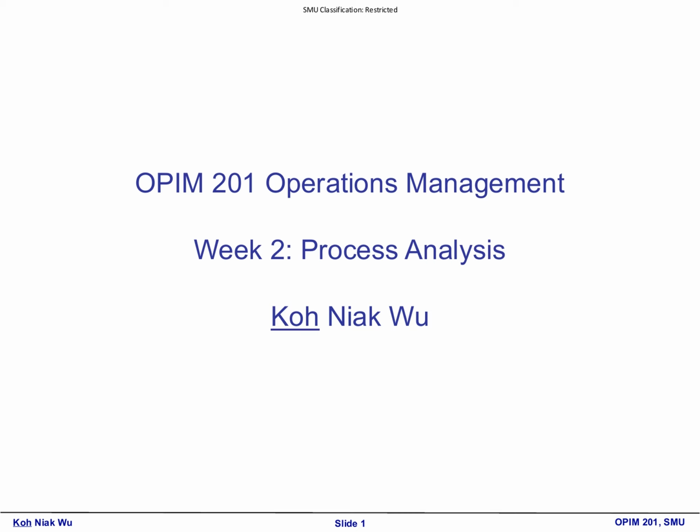Welcome to week 2 of OPIM 201. This week, we will focus on process analysis. Understanding processes is crucial in operations management. It helps us identify inefficiencies and improve productivity. Process analysis involves examining the steps in a process. We look at inputs, outputs, and the flow of activities. The goal is to understand how a process works and where improvements can be made.